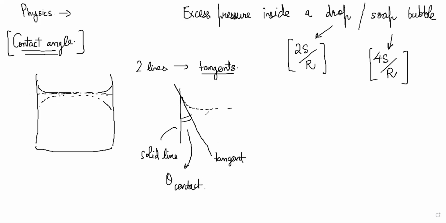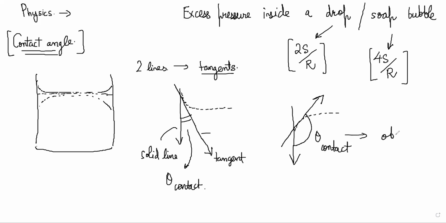If the liquid curves upward, then the contact angle comes out to be acute. And if the liquid curves downward like this, then the tangent line is like this, and again this line is always vertical, and you will say that this is an obtuse angle of contact. This contact angle will be obtuse.